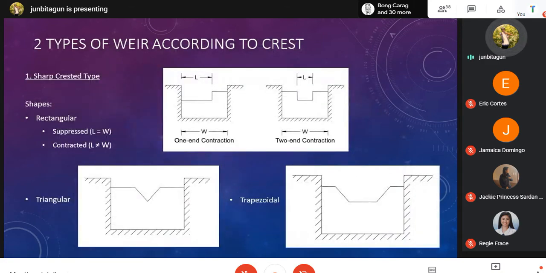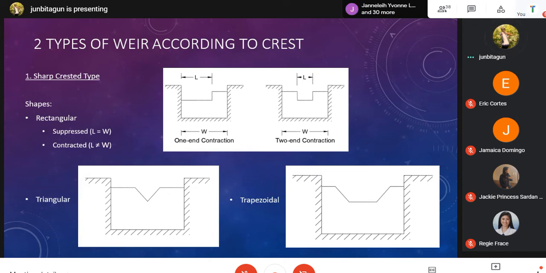Ito yung types ng weir according to crest. So, meron tayong sharp-crested. Sabi ko nga kanina, yung matulis yung dulo niya. Rectangular is possible. Meron tayong suppressed at saka contracted. So, pag suppressed kasi guys, yung L natin and W are equal. So, yung L dyan guys ay yung size ng weir, while yung W, yun yung size ng channel.